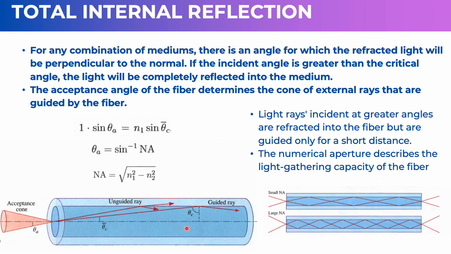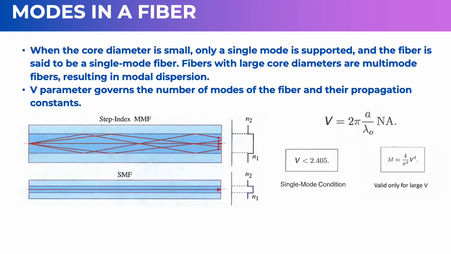So yeah, this was about total internal reflection. Now we'll look at modes in a fiber and how different modes are sustained. Modes in a fiber. So as we can see here, there can either be a single mode as shown here, which is called a single mode fiber, or there can be multiple modes within the fiber, so that's called a multi-mode fiber.